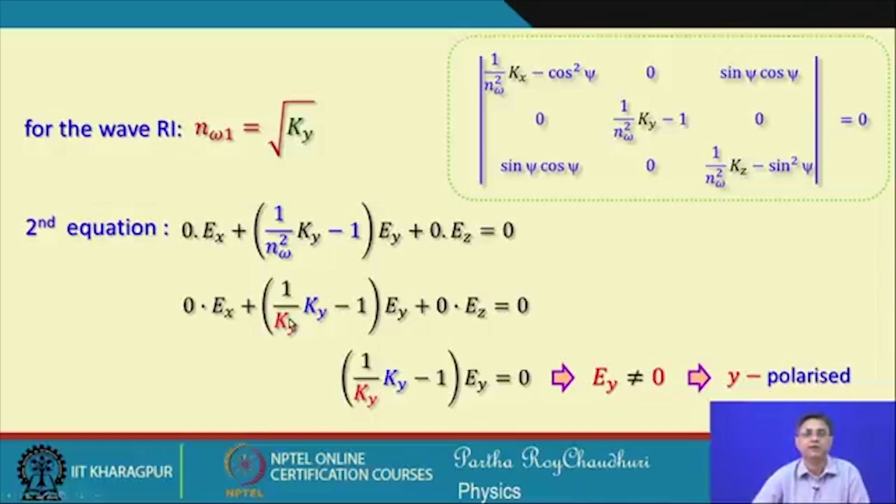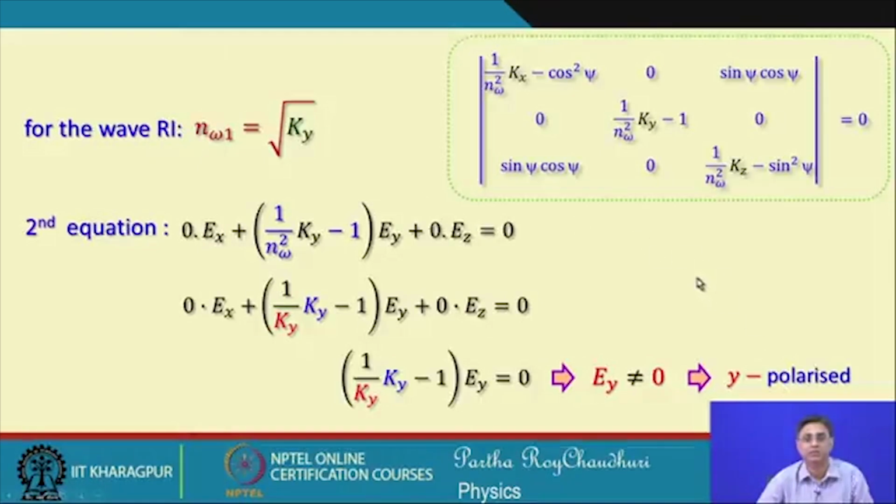That means, when the wave sees a refractive index which is due to the refractive index of the medium along the y axis, then the E y field exists. So, it is the direction of the electric field that decides the refractive index of the medium that is seen by the wave when travelling along that medium. So, this wave, which has a corresponding refractive index n omega 1, is y polarized.